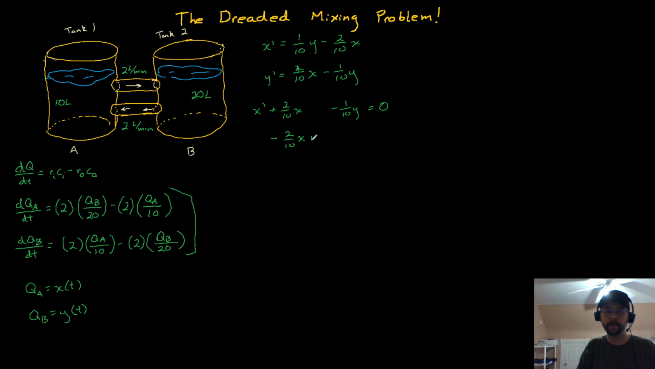Y prime and plus 1 over 10y equals 0. Now we want to cancel things, which we can do that now, but before we do that, actually we can't do that now. Let's pull out, there's this little trick.